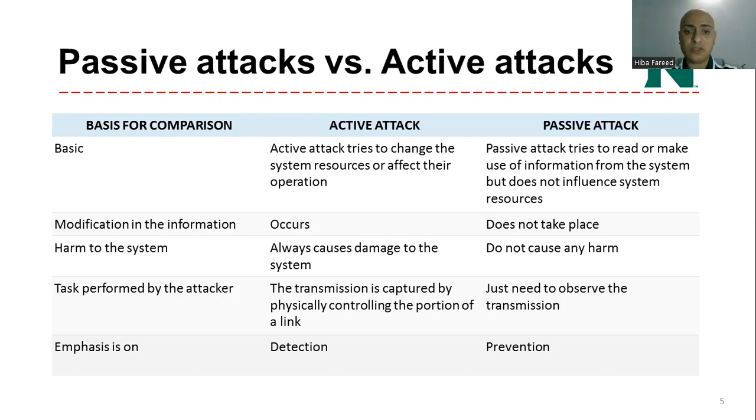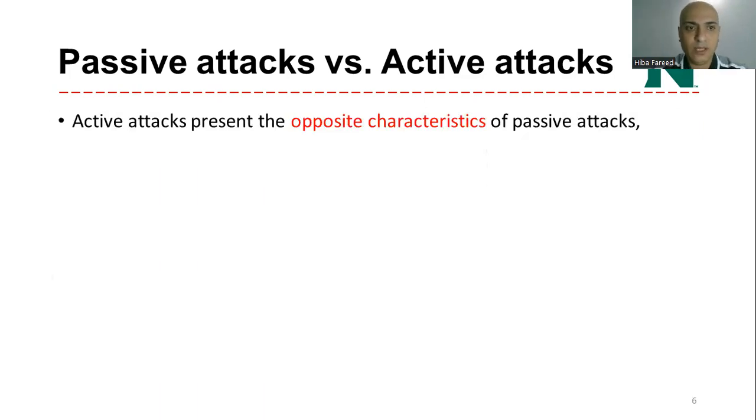And there is also some capture by the physical control, which is the attacker, while in the passive attack, he just listens. And in the emphasis term, we can detect the active attack, but our job is to prevent the passive attack from occurring inside what we are looking.